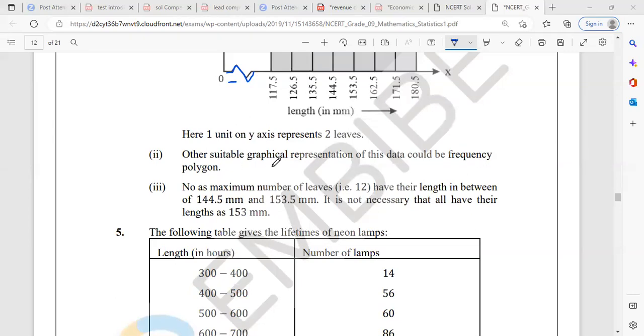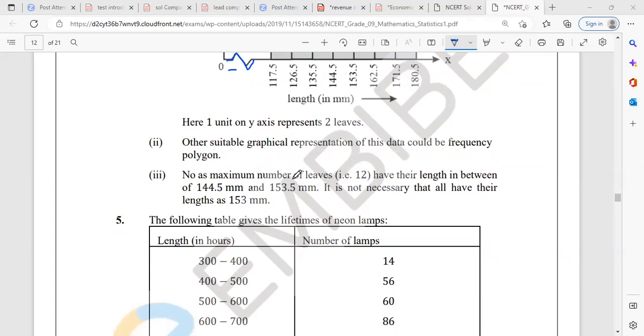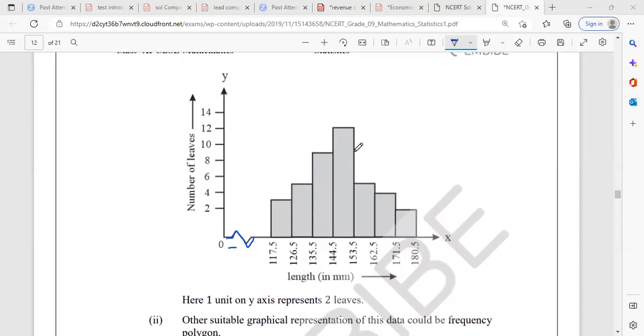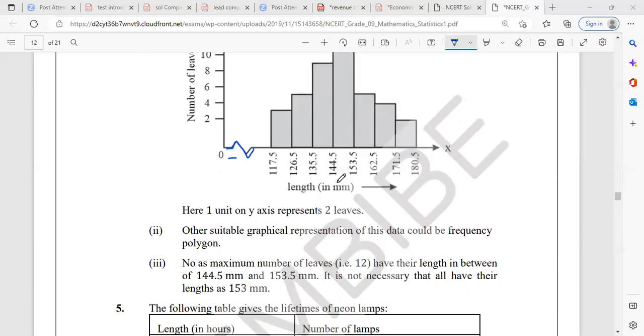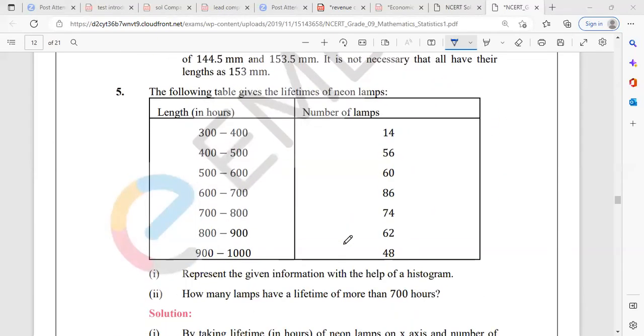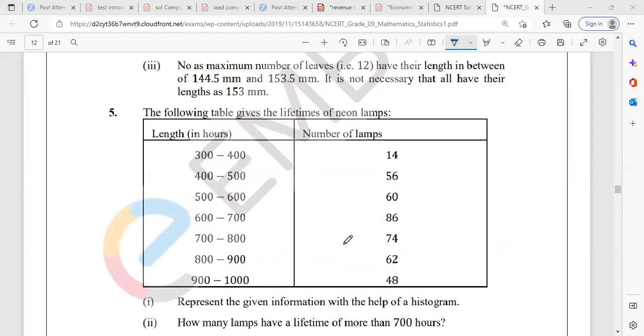You cannot draw a bar diagram out of this because this is histogram data. You can draw a frequency polygon. As the maximum number of leaves, that is 12, have their length between 145.5 and 153.5, it is not necessary that all their lengths are 153. Because this is the highest one, you cannot say that it is going to be 153 only, but because it is in between, it can be anything. Clear? Now this one is easy, I think.